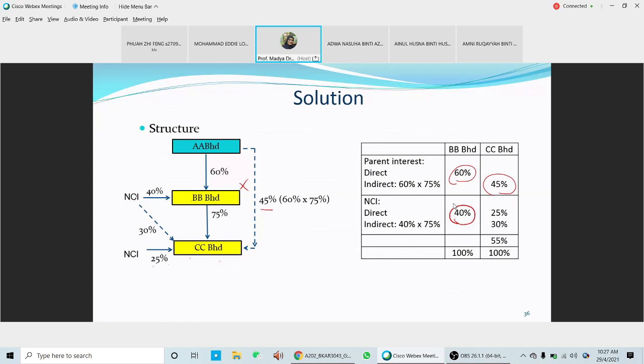So indirectly, the NCI has shares in C through B of 40 times 75, so we're going to have 30%. Altogether, the direct NCI of 25% plus 30% means the NCI has another 55%. Make sure that when you calculate, this totals 100%. So indirectly, the parent has 45% and the NCI has another 55%, direct and indirect.